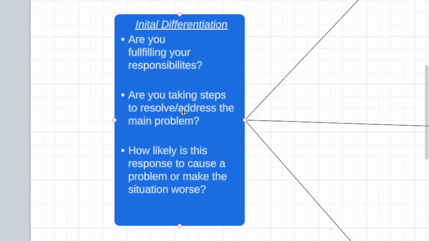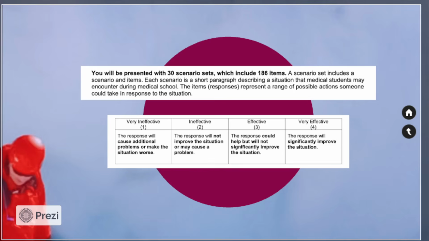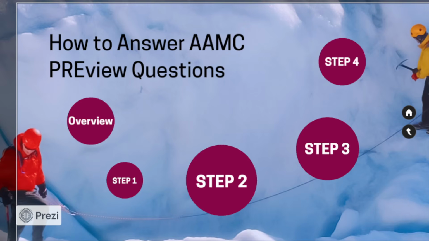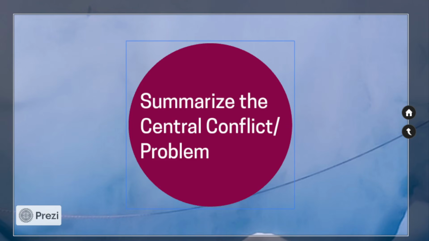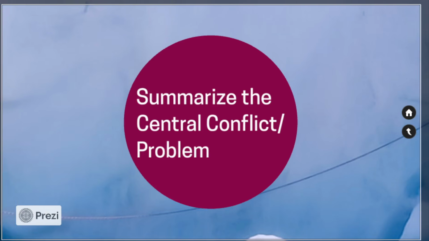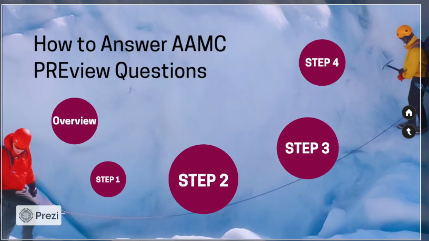And even the second question, right? You can tell why it was so important, in our second step here, to centralize and figure out what the main problem is. Because if you can figure out what the main problem is, then you can see which responses address that problem, which makes it easier to eliminate answer choices. All right, so we narrowed down our 4 responses into 2.